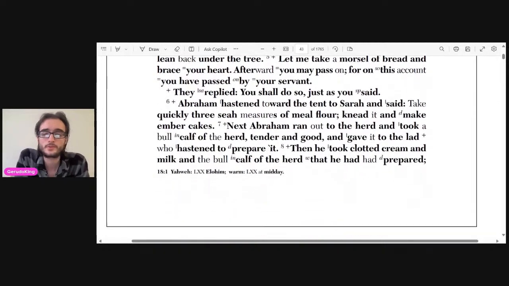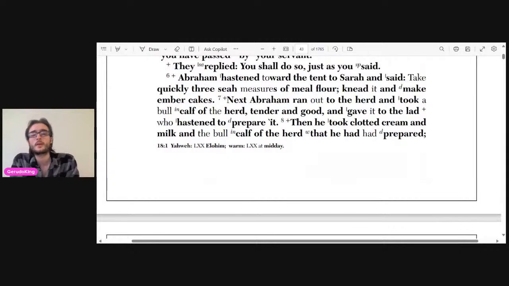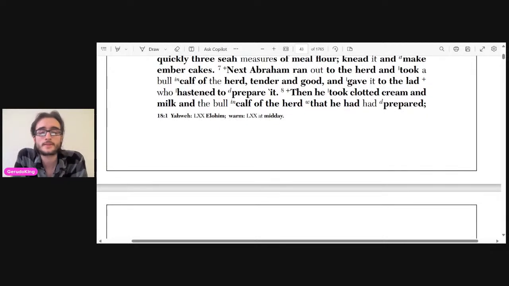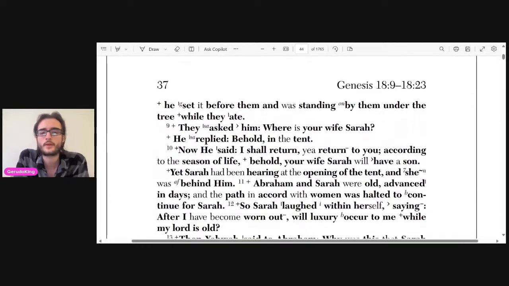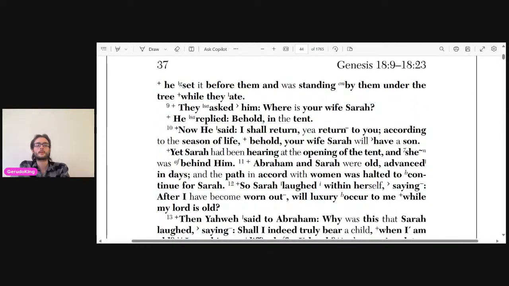They replied, You shall do so just as you said. Abraham hastened toward the tent to Sarah and said, Take quickly 3 seah measures of meal flour, knead it, and make ember cakes. Next, Abraham ran out to the herd and took a bull calf of the herd, tender and good, and gave it to the lad who hastened to prepare it. Then he took clotted cream and milk and the bull calf of the herd that he had prepared. He set it before them and was standing by them under the tree while they ate.